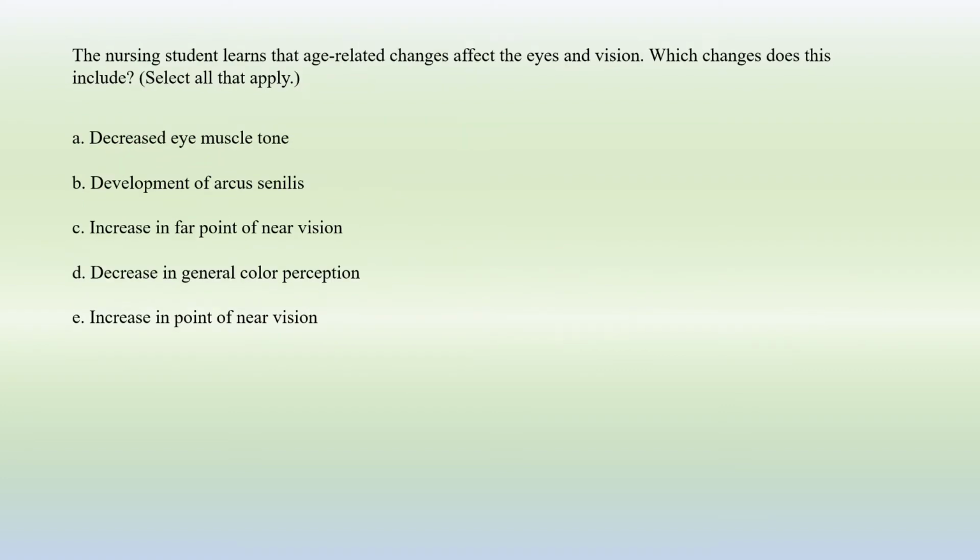The nursing student learns that age-related changes affect the eyes and vision. Which changes does this include? Select all that apply. A. Decreased eye muscle tone. B. Development of arcus senilis. C. Increase in far point of near vision. D. Decrease in general color perception. E. Increase in point of near vision.